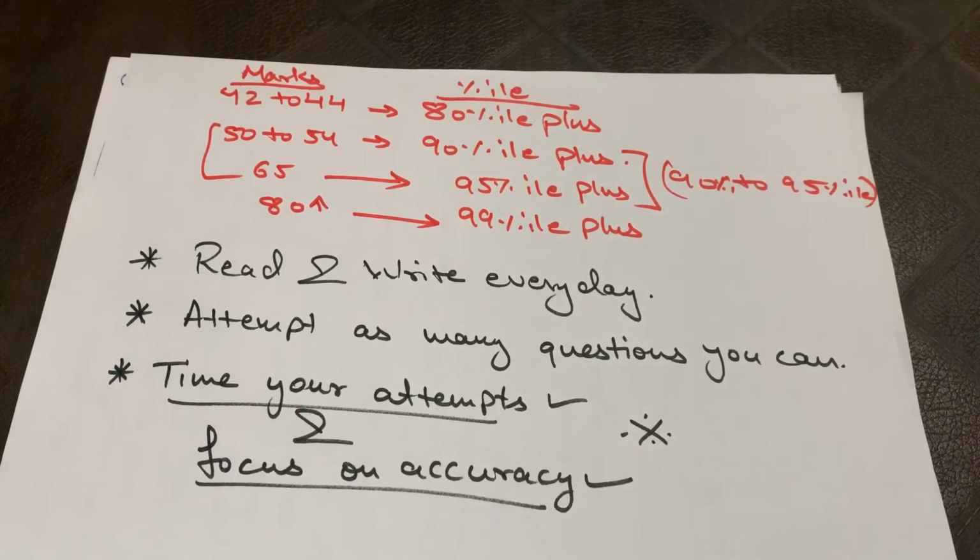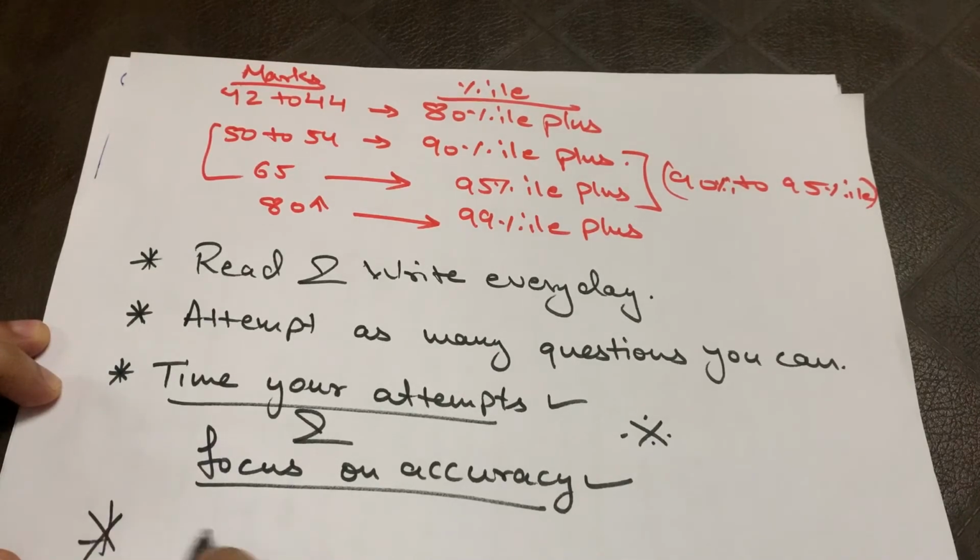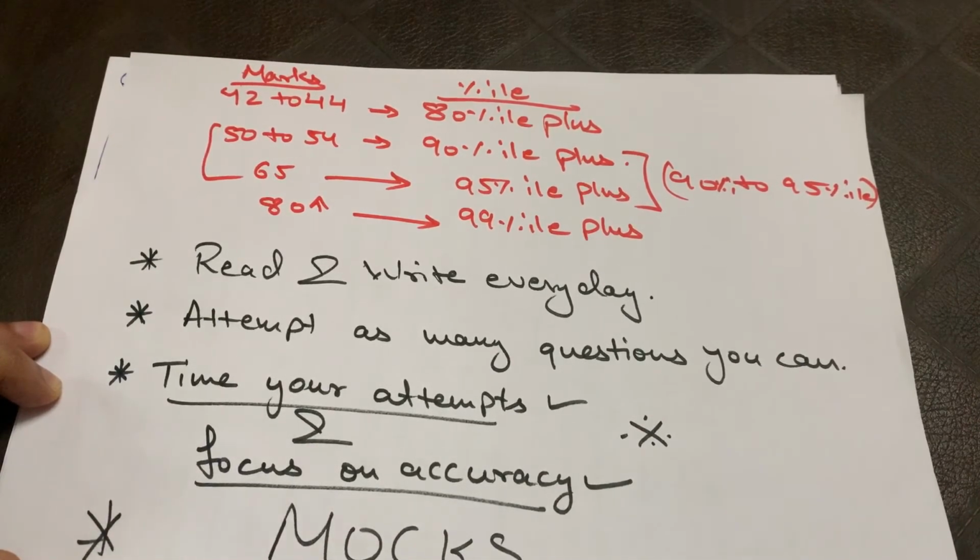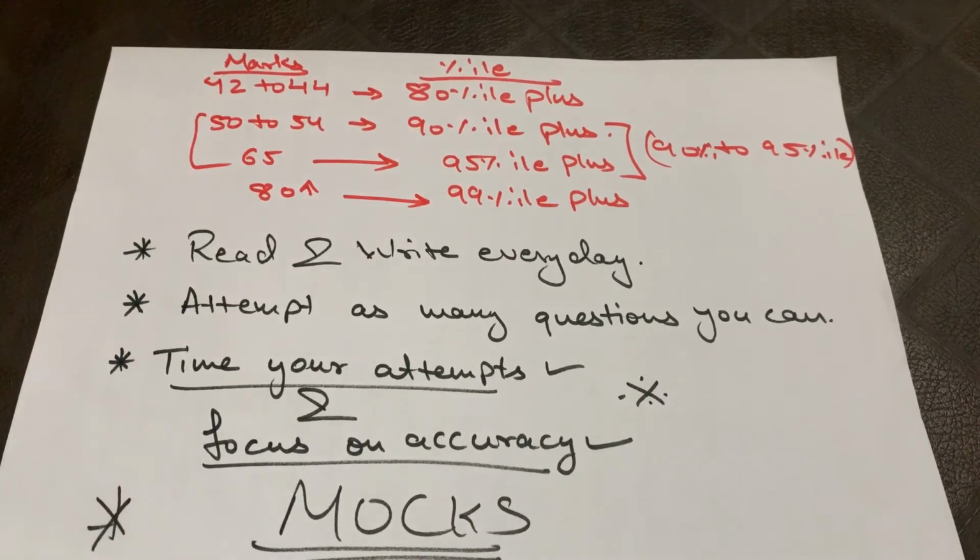And the last but most important thing, it goes without saying, is mocks. But people say you should attempt 20 mocks, 30 mocks because they want to sell their mocks. There is no magical figure. There are people who didn't attempt many mocks and are in great colleges. There are people who attempted mocks but still didn't get a great score. Why? Because it is not just about attempting mocks. It is about knowing what you did wrong and analyzing your mistakes so that you do not repeat them. You attempt mocks so that you get to know what you are doing wrong and what you are doing right, so that you keep doing the right and avoid the wrongs.